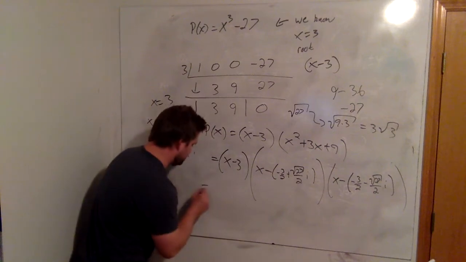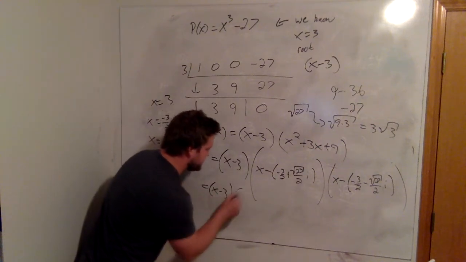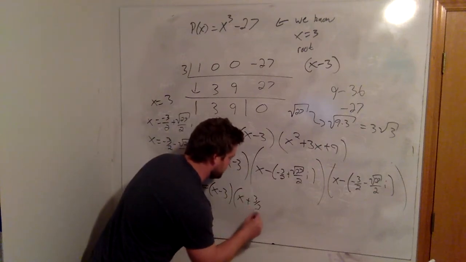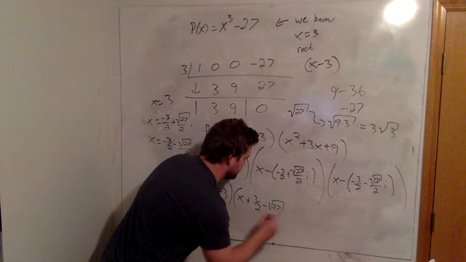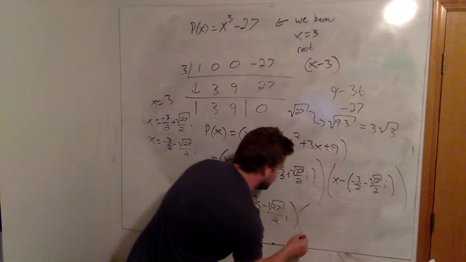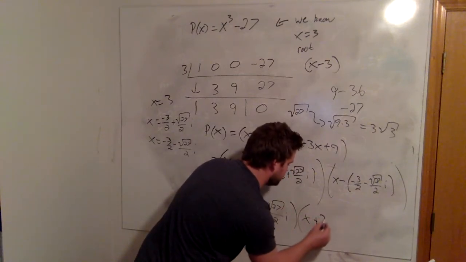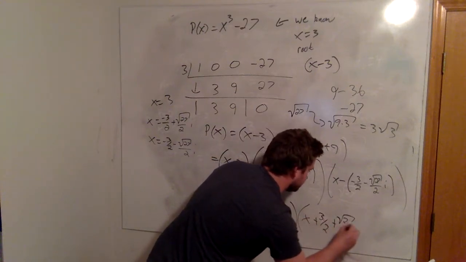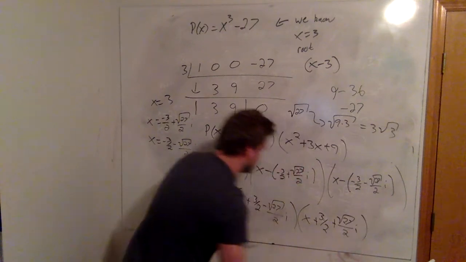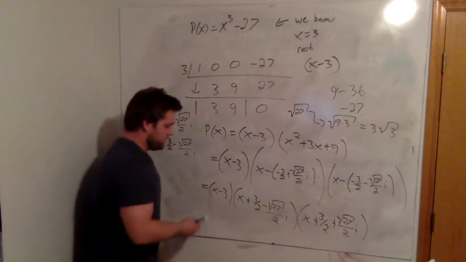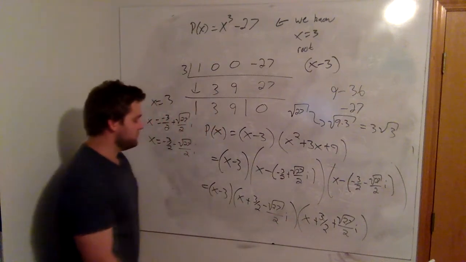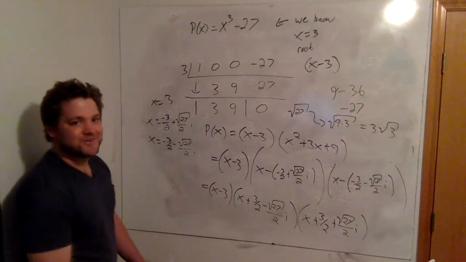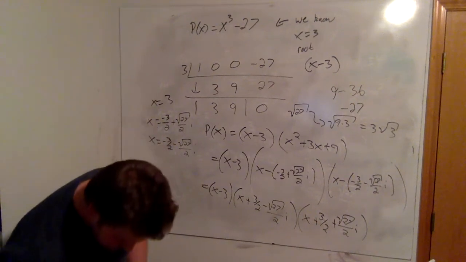in this minus sign. So this will be x minus 3 times, how about an x? They'll write x plus 3 halves minus the square root of 27 over 2i, and then an x plus 3 halves plus the square root of 27 over 2i. So I've factored this polynomial into the product of 3 linear factors. I have a complex root, and its complex conjugate came along for the ride. Okay.